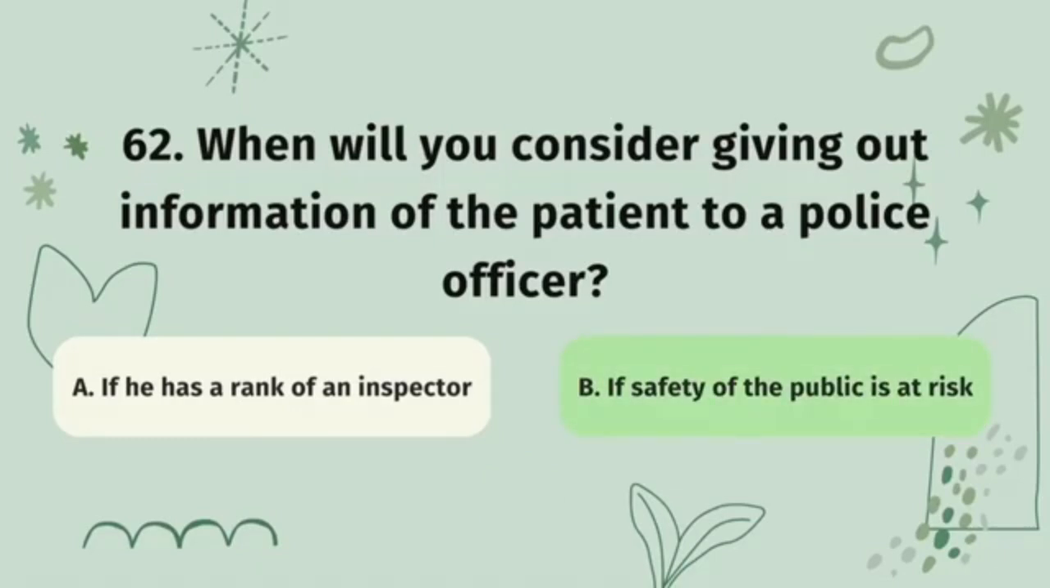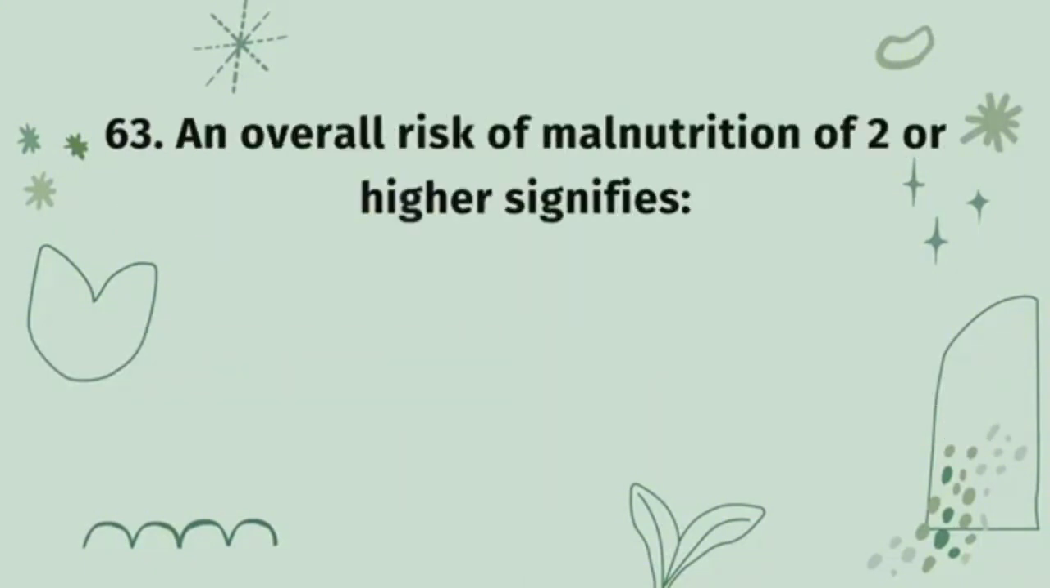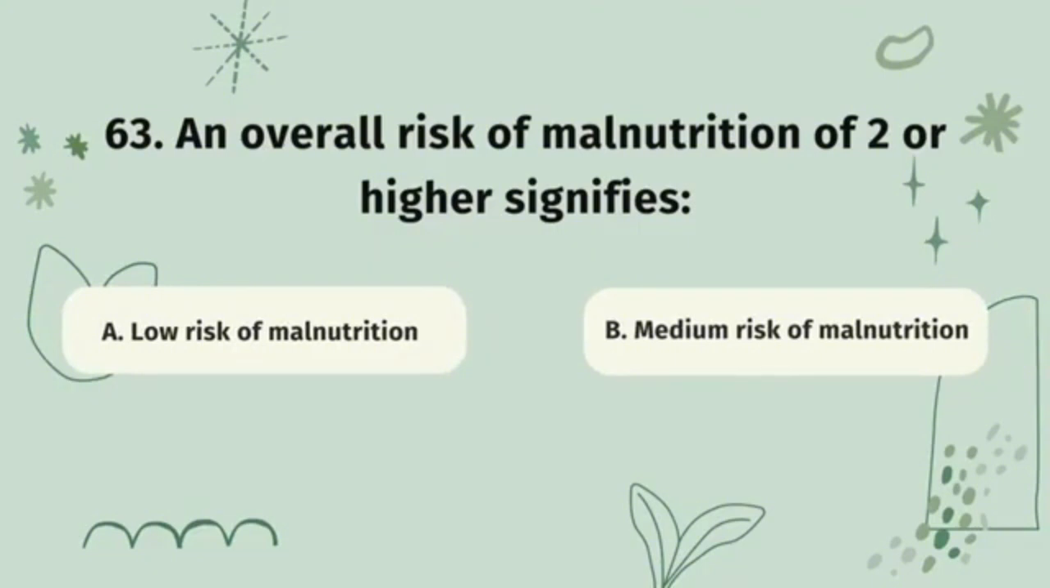The correct answer is B. Question 63. An overall risk of malnutrition of 2 or higher signifies: Option A. Low risk of malnutrition. Option B. Medium risk of malnutrition. Option C. High risk of malnutrition.